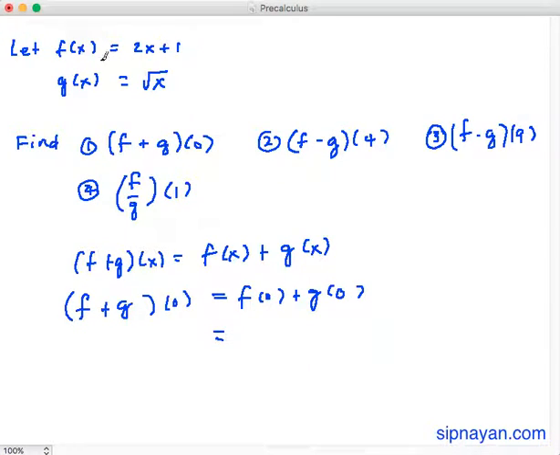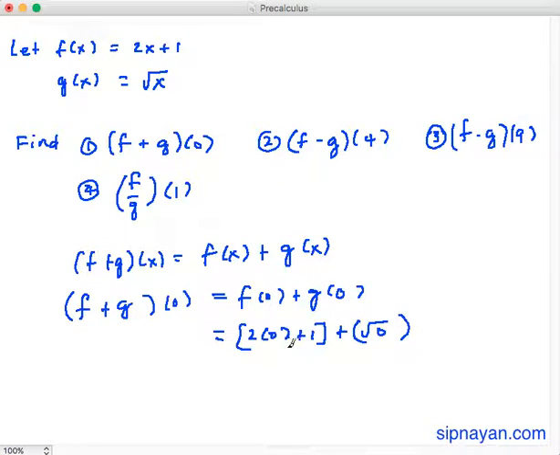But what is f of 0? Ang f of 0 is 2 times 0 plus 1. Ito yung f natin, no? And then plus g of 0. G of 0 is square root of 0.